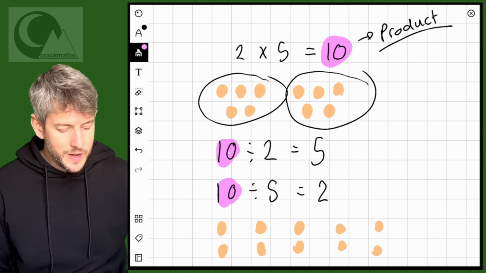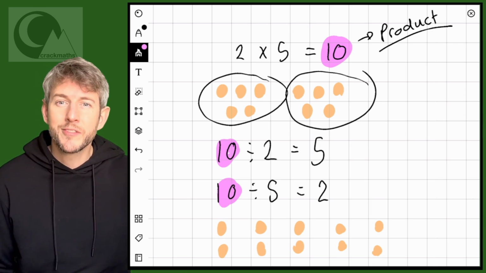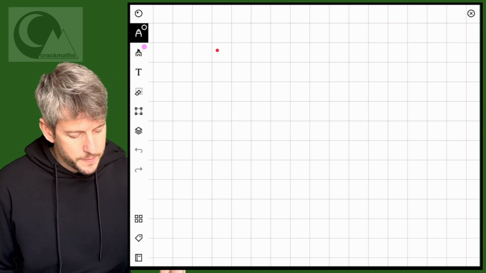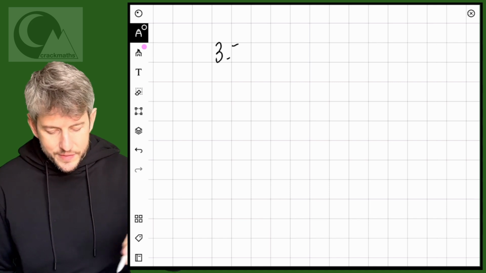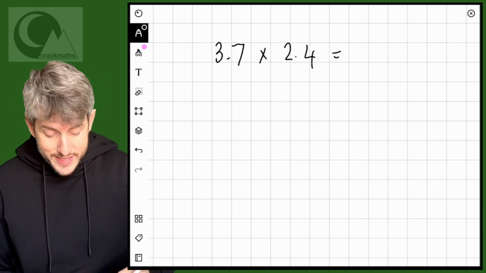Okay, so let's have a look at this one more time like this, and then another time when we're starting with a divide. So let's say this time we've got, I don't know, let's go for a decimal number.